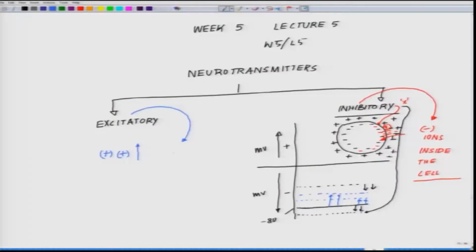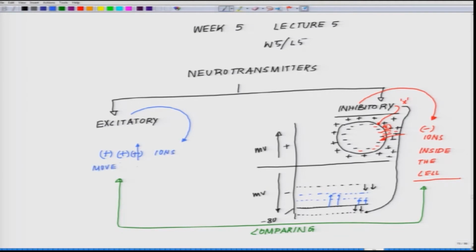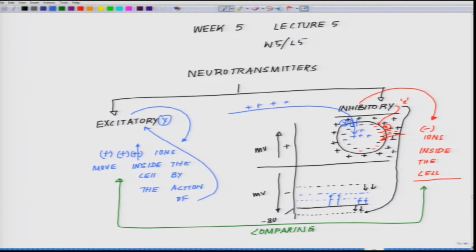That is possible when, similar to this, if I compare these two situations. In this situation, once again, positively charged ions move inside the cell by the action of an excitatory neurotransmitter, say it's Y. So if Y binds here, then this allows the passage of something like this, right?